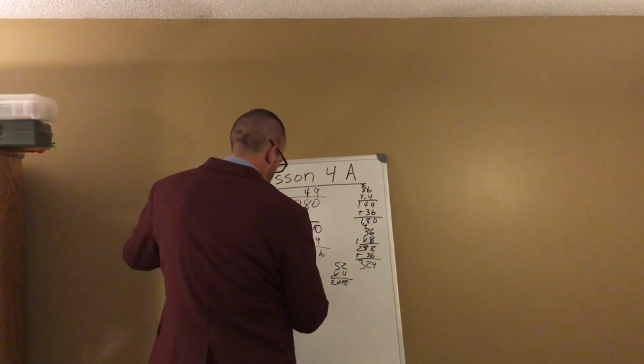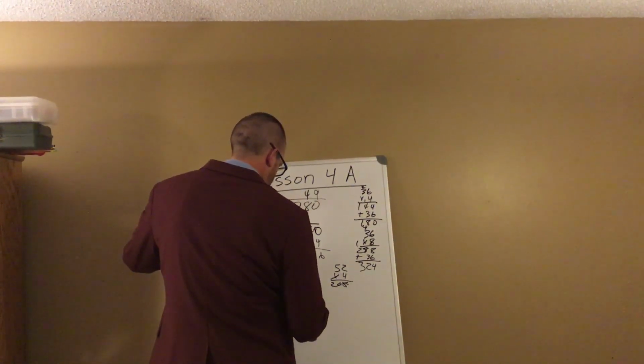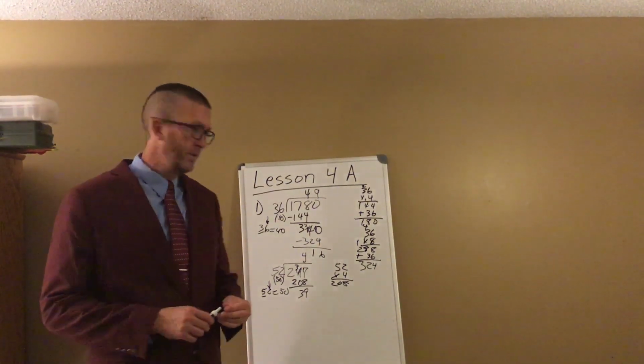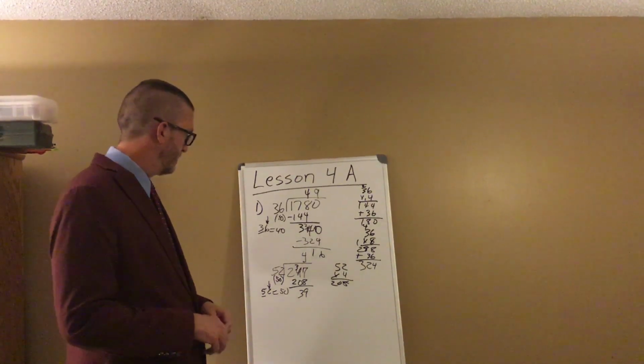208. Regroup, I get 9, I get 39. So what do we do with those 39? We don't have 52, so we leave them behind, right?